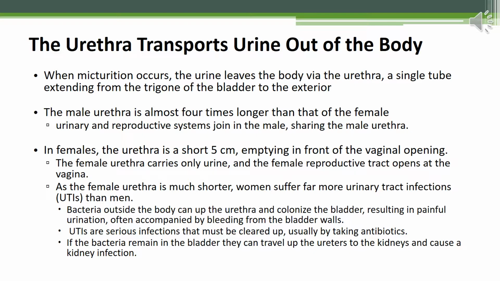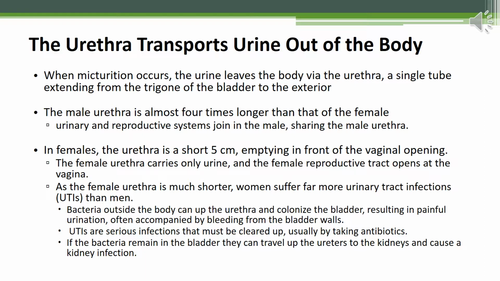The fourth and final organ of the urinary system, the urethra, transports urine out of the body. So when micturition occurs, the urine leaves the body through the urethra, which is a single tube that extends from the trigone of the bladder to the exterior of the body. The male urethra is almost 4 times longer than that of the female, for obvious reasons.